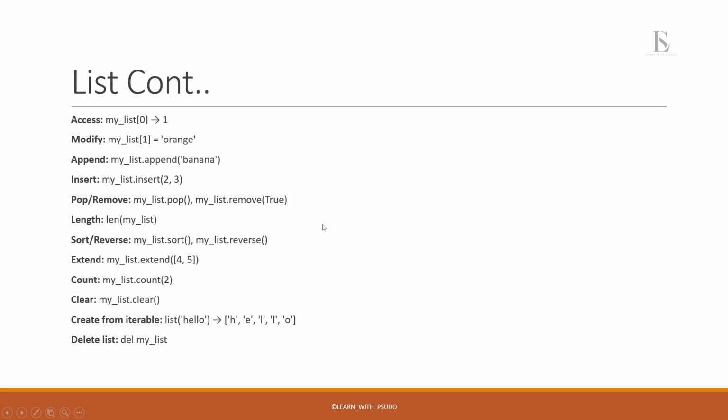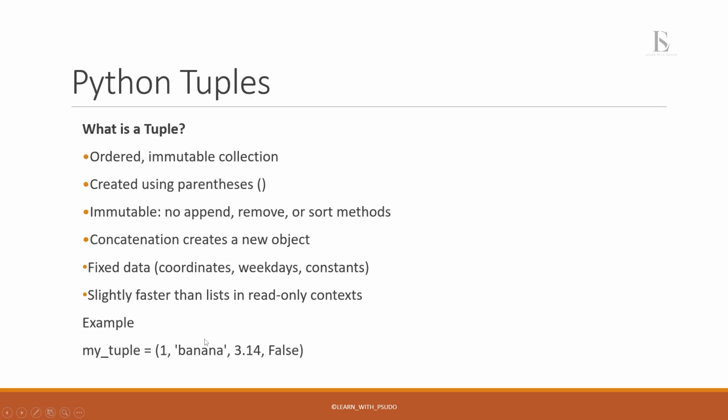All right, moving on. So these are some of the methods, or let's say some operations, that we can perform on list. So we know how to access, modify. If you want to append, use the append keyword. Insert is again the insert keyword. To remove, you can pop it, or you can also use remove. And we have length, sort and reverse, extend to merge two lists, count of the list, clear to clear it, and to create an iterable list using a string, we can also do that. And last is the delete keyword, right?